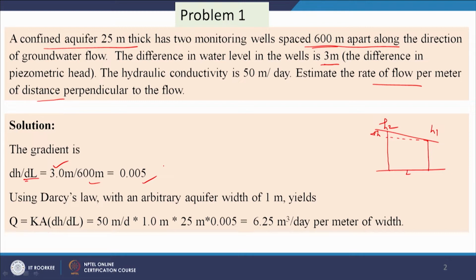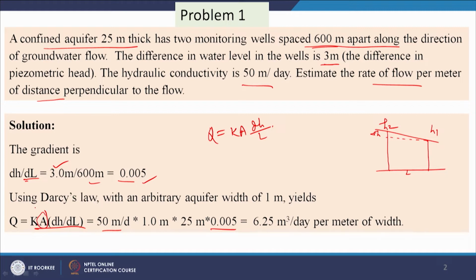Now, what we need to calculate is the flow rate, that is Q. So, Q is equal to K into A into dH by L, or dl as mentioned here. K is given, 50 meter per day, and dH by dl we have calculated, that is this one. Now, we have to get the value of A.